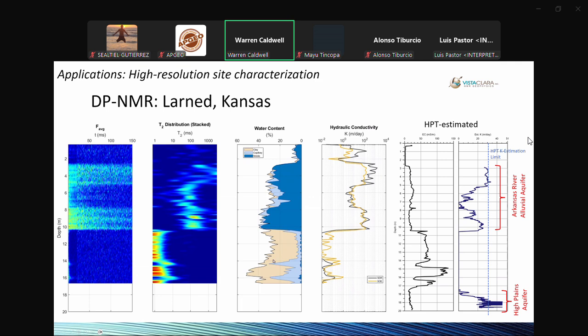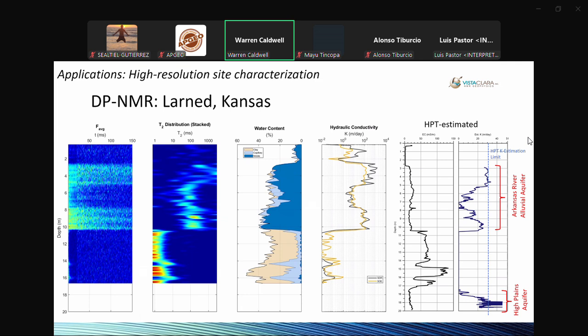We have short T2 decay times, and that's therefore indicative of water in very small pores, very low hydraulic conductivity. And the other feature of this study was that some HPT profiling was done in this location as well. And HPT, this hydraulic profiling tool, provides a physical measurement of hydraulic conductivity.